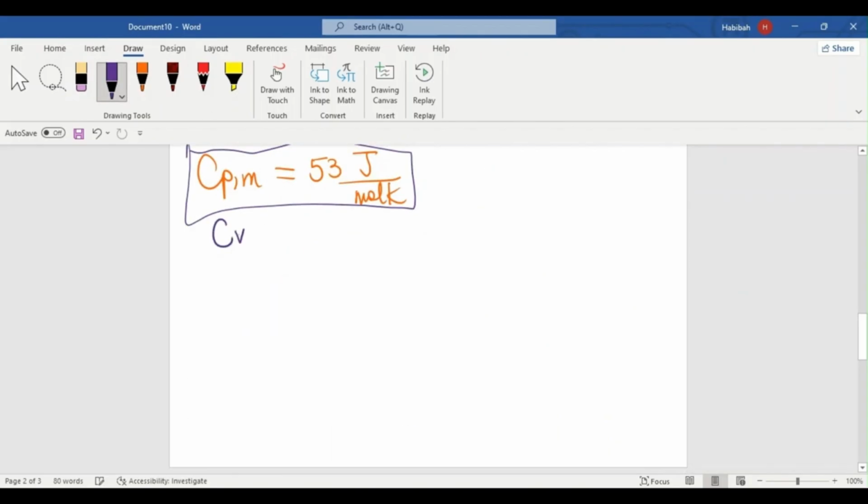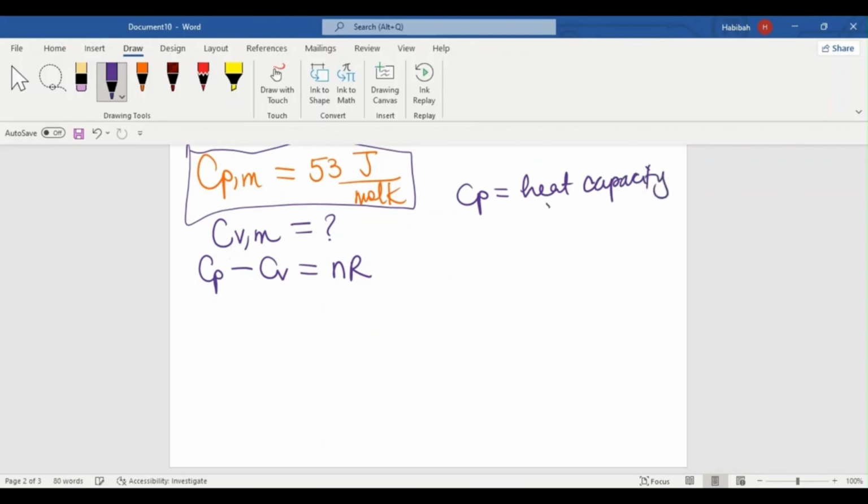To find Cv,m, there's a formula that we're supposed to use. Now, the formula does not come in molar heat capacity, but instead in heat capacity. The formula is Cp minus Cv equals nR, where Cp here is the heat capacity at constant pressure, and Cv is the heat capacity at constant volume.